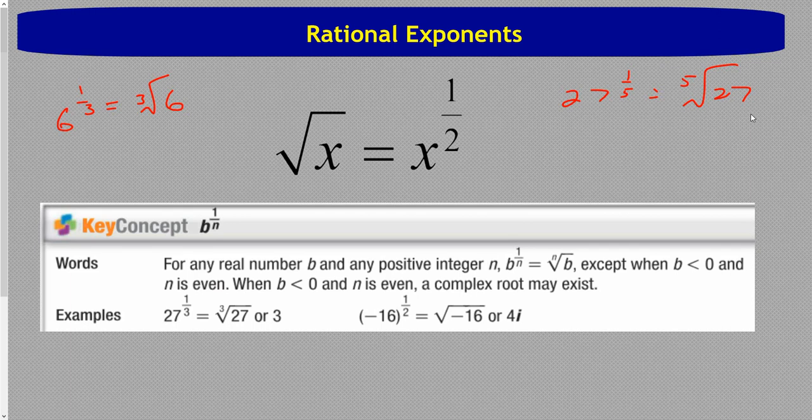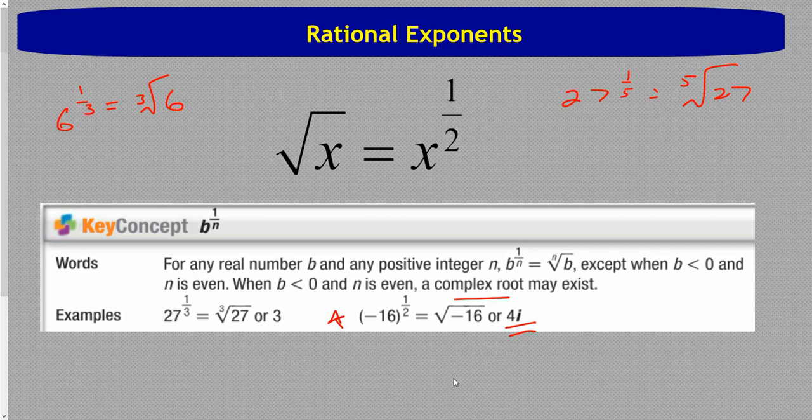If b is less than 0, so if b is negative, then we might get a complex root, right? So look at this example right here. We've got negative 16 to the 1/2. That's the square root of negative 16. Right? Square root of 16 is 4, but we have a negative 1 in there, so that's where the i is going to come from. So the square root of negative 16 is 4i.